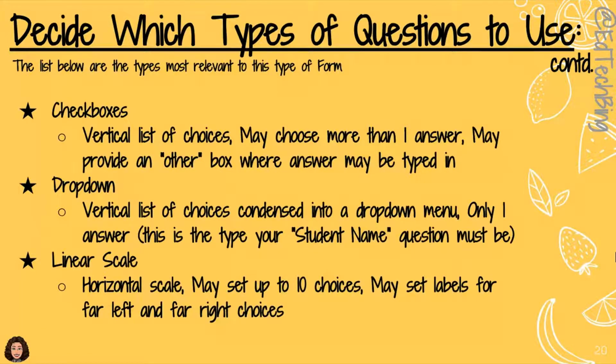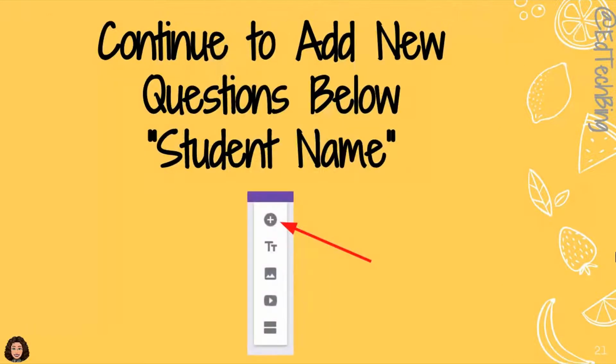A drop-down question also has a vertical list of choices. However, this one is condensed into a drop-down menu. Only one answer can be selected, and this is the type that your first student name question must be. A linear scale question is a horizontal scale where you may set up to 10 choices on the scale. For these ratings, you may set labels for the far left and far right choices, so the responder knows which end to choose. Now you may continue to add new questions below student name.